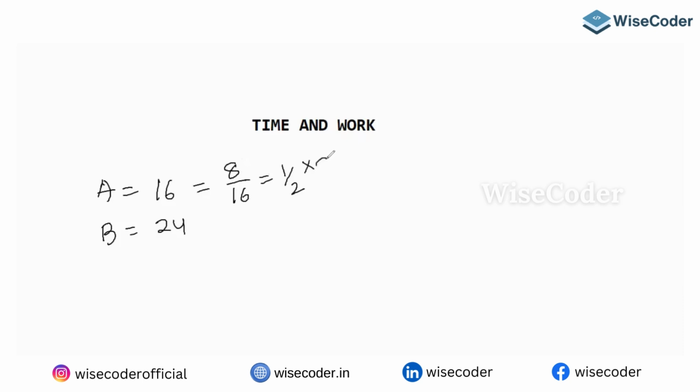What is the total amount? 960. So he will get half of that. What is half of that? 480. The next person is what?